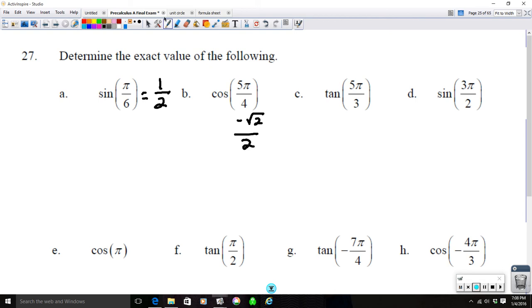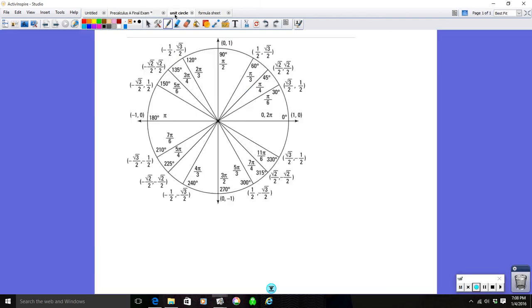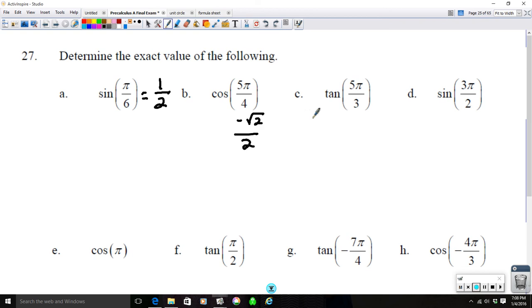Next, we're looking for tangent of 5 pi over 3. So we go to 5 pi over 3, and tangent is sine over cosine. So it's negative root 3 over 2 divided by 1/2. The 2's end up canceling out when you multiply by the reciprocal. And this becomes negative root 3 over 1, which is just negative root 3.